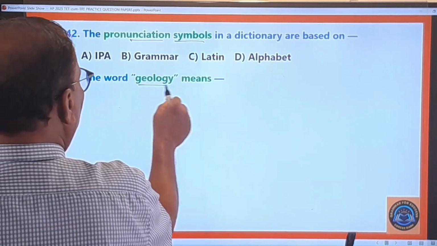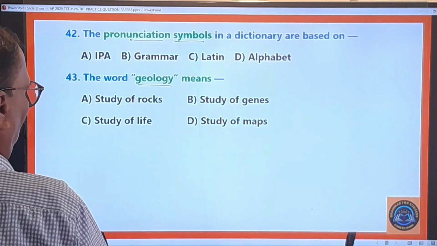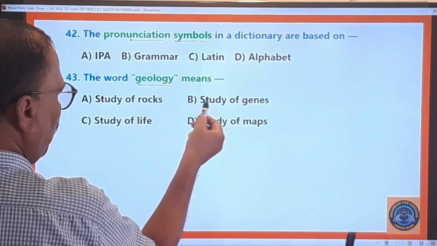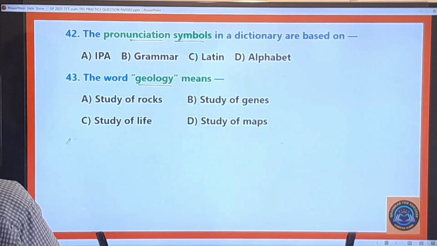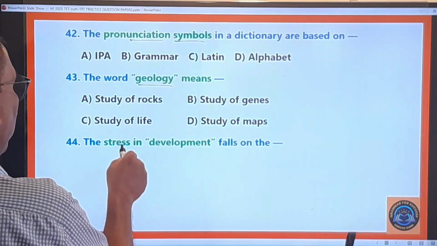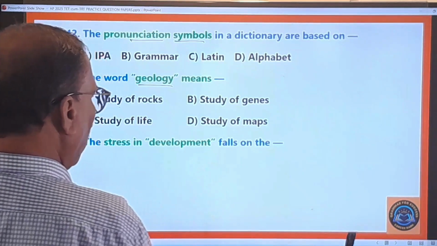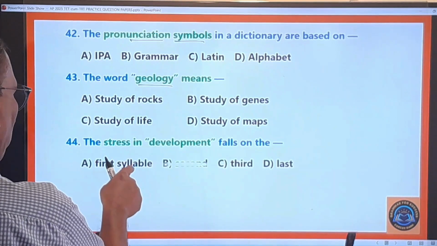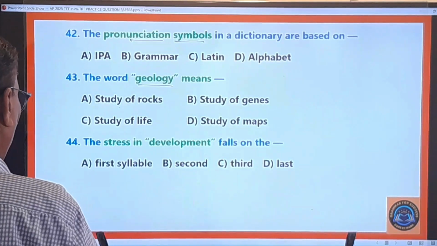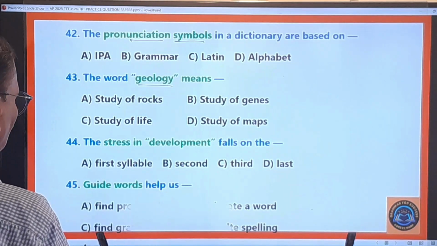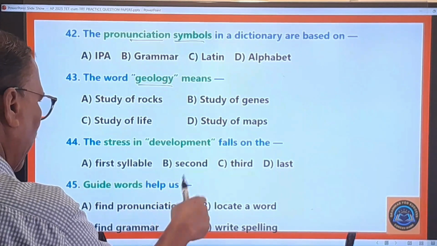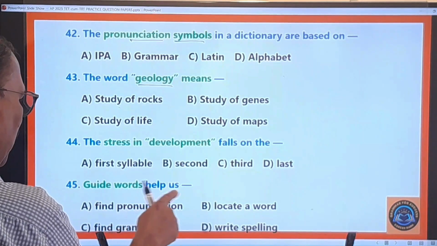The word geology means, what is the meaning of that? Geology: study of rocks, study of genes, study of life, study of maps. You move on to the 44th question. The stress in development falls on what? First syllable, second, third, last. And you move on to the 45th question. Guide words help us find pronunciation, locate a word, find grammar, write spelling.